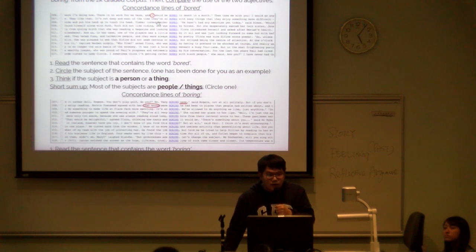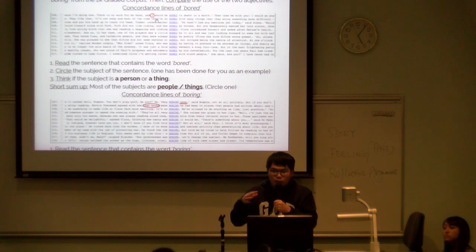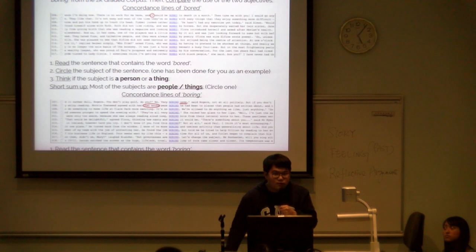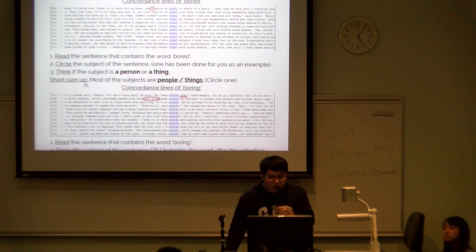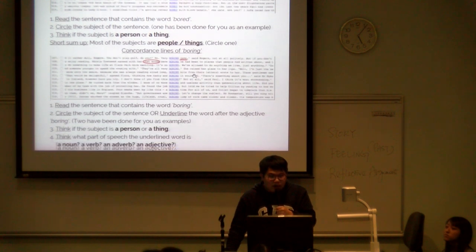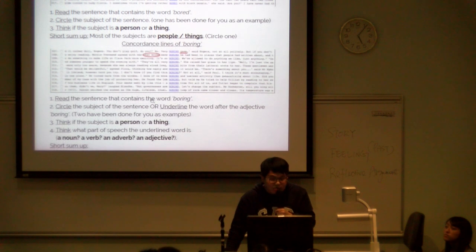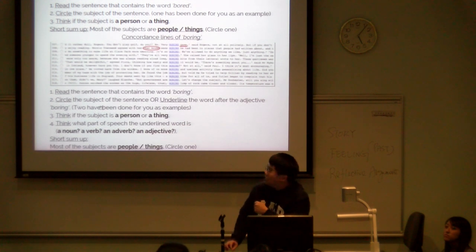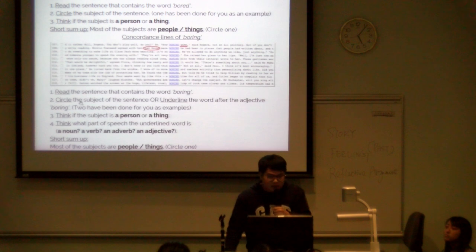Then they can choose to work on all sentences or just choose a few, and they can have a short summary. Most of the subjects are people or things. They can circle it. And for boring, it's similar. So also read a sentence that contains the word boring, but this time it's different from the word bored, because sometimes there is no subject. So the focus is on the word after the adjective boring.